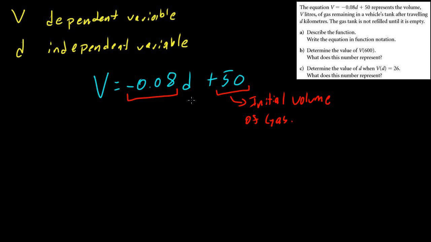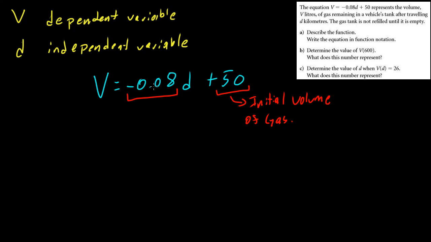It's not dependent on how many kilometers you have driven. So if we haven't driven any kilometers yet, this would be our initial or starting volume of gas. I don't really know if the tank is full or not. I don't know if 50 liters is the fullness of it, but we do know that 50 liters is the initial condition, the initial amount of gas that's in the tank.